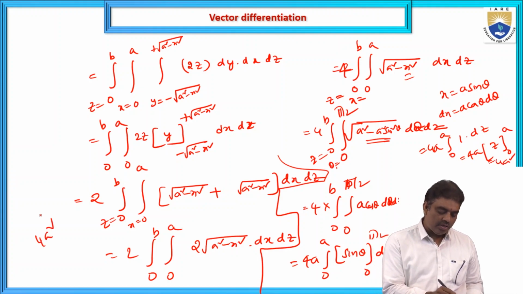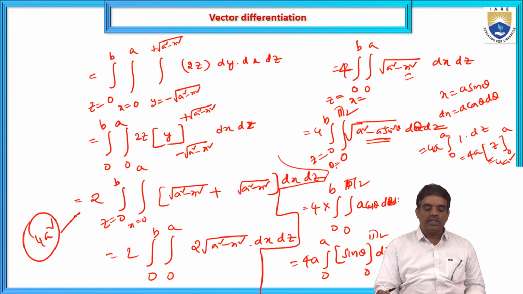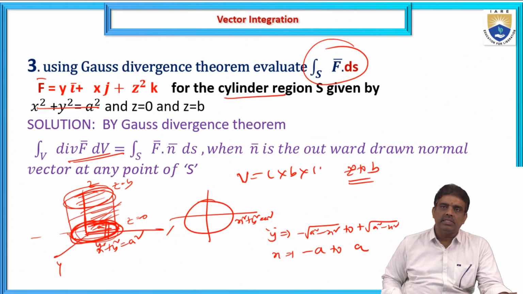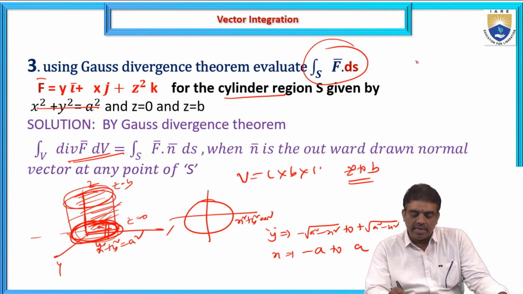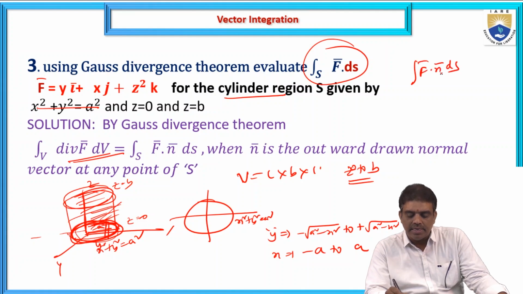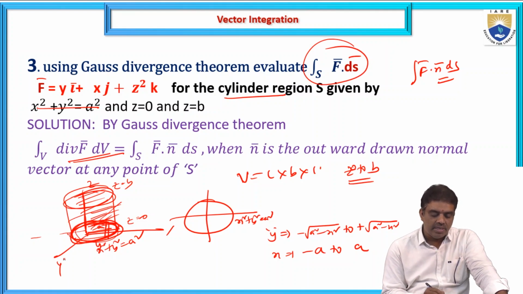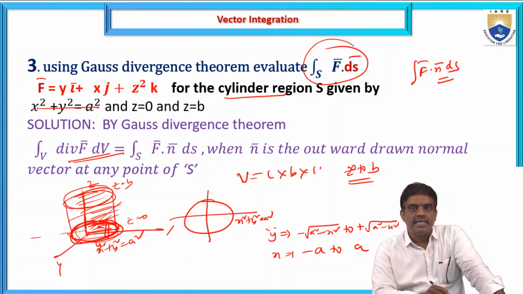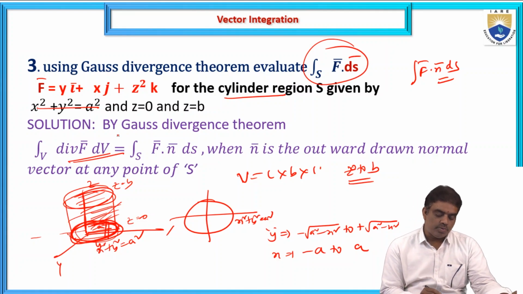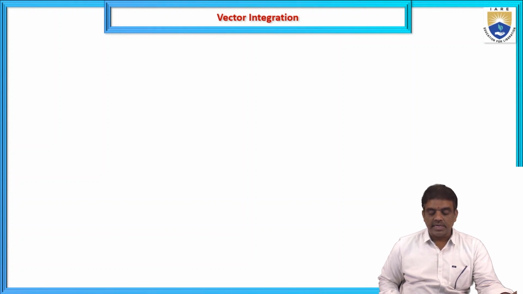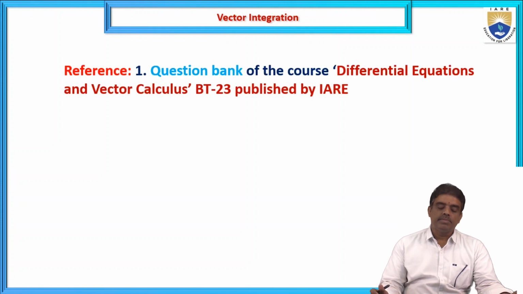So the value is equal to 4ab, which is by using the Gauss divergence theorem. Integral of f bar dot ds bar is equal to f bar dot n bar into ds. This value is equal to, by Gauss divergence theorem, integral div f bar dv. Div f bar, on calculating, you will get 2z, and dv means dx into dy into dz. So the limits have to be considered: the base is the circle limit and the height limit is from 0 to z. In this way we can calculate the double integral and triple integral.